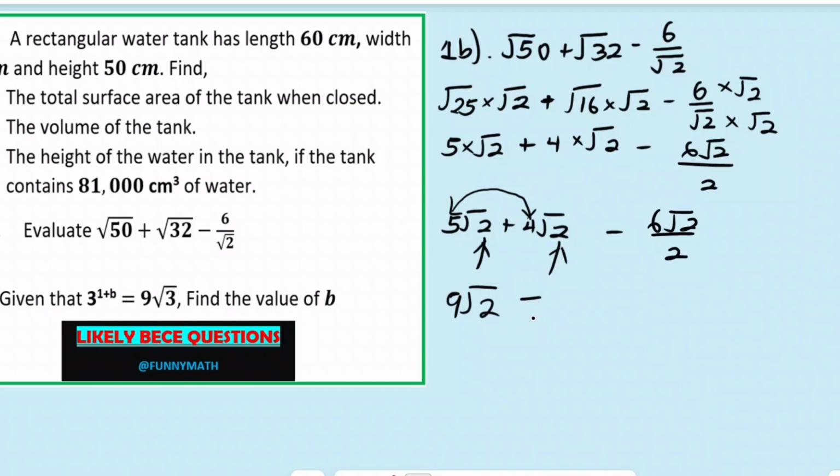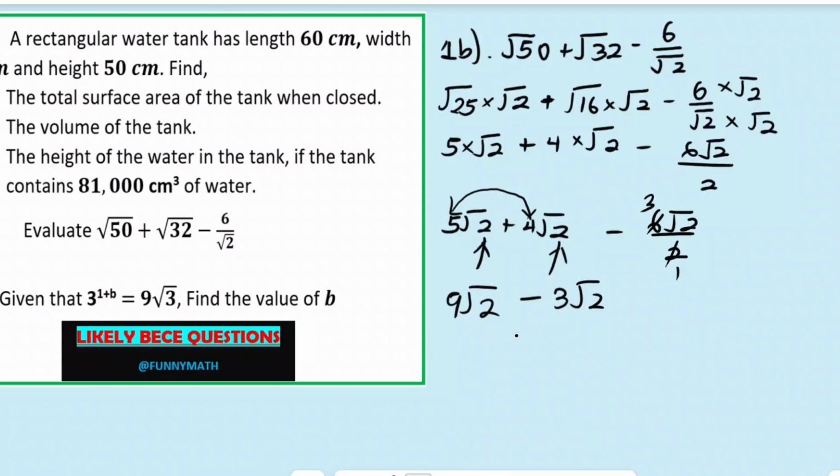Now, minus, let's see something. 2 can also cancel this one. 2 here, 1. And 2 goes into 6, 3 times. So we're going to get 3 on 2. We can simplify 6 root 2 on 2 to 3 root 2. So this is what we have.